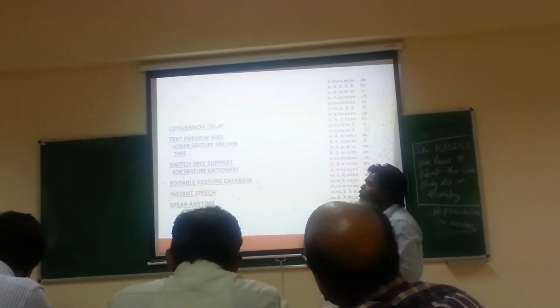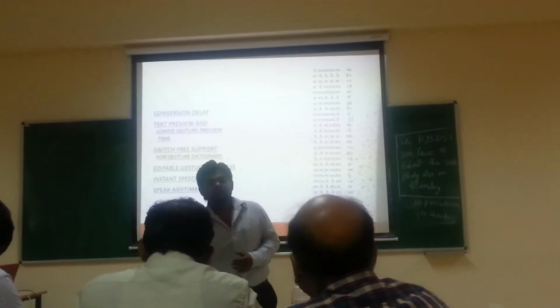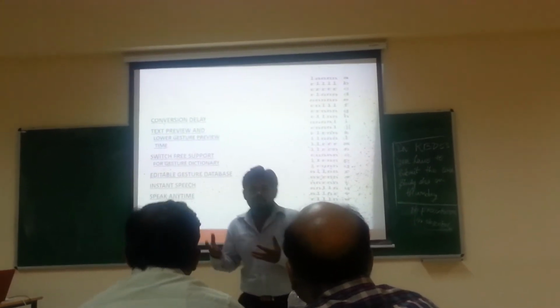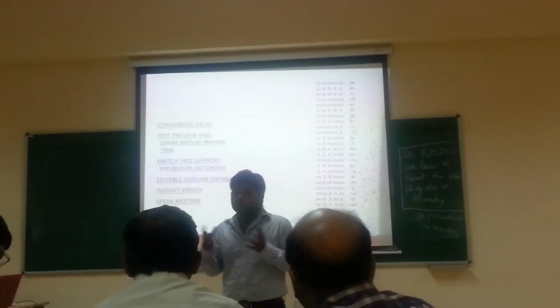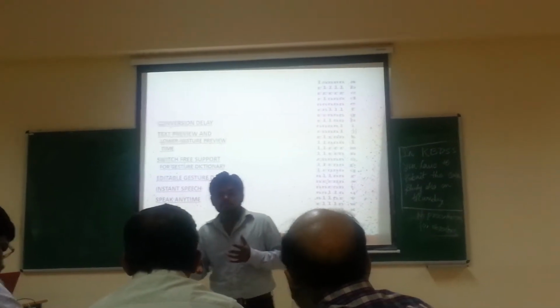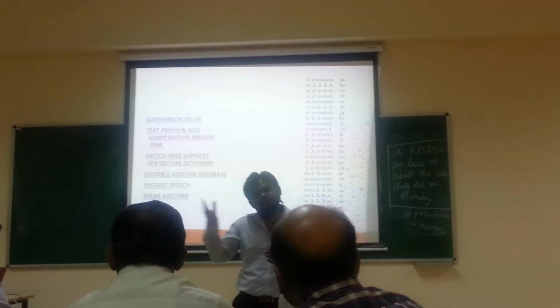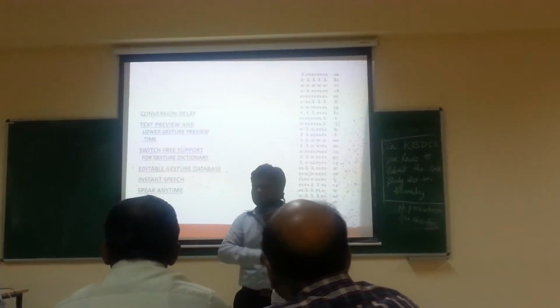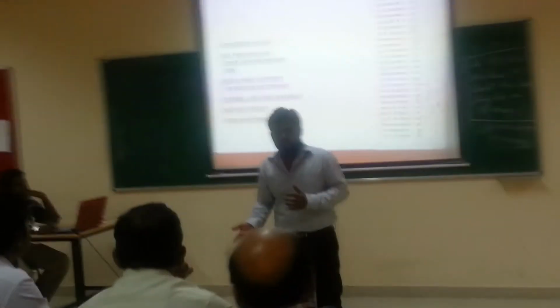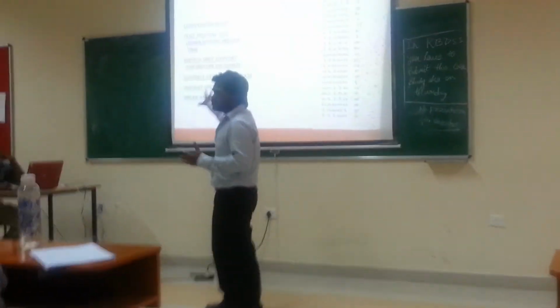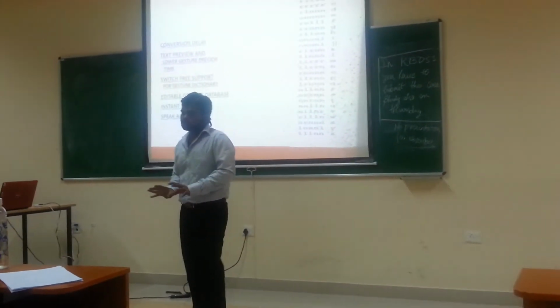Then switch speed support. We have presented a gesture dictionary, but we are not sure whether the user is very comfortable with it or not. So we are allowing the user to change the alphabets. For example, if we have assigned some code for some alphabets, he can change it to whatever he feels is better. That's why we have switch speed support in the gesture dictionary. Then you can switch the words also.